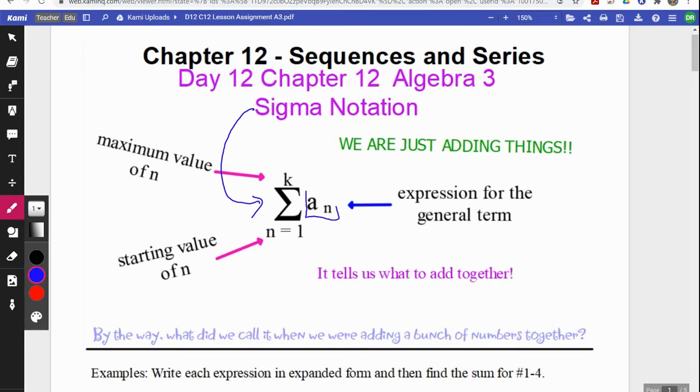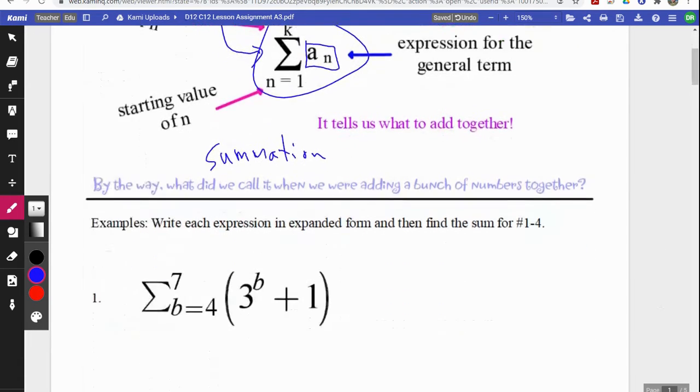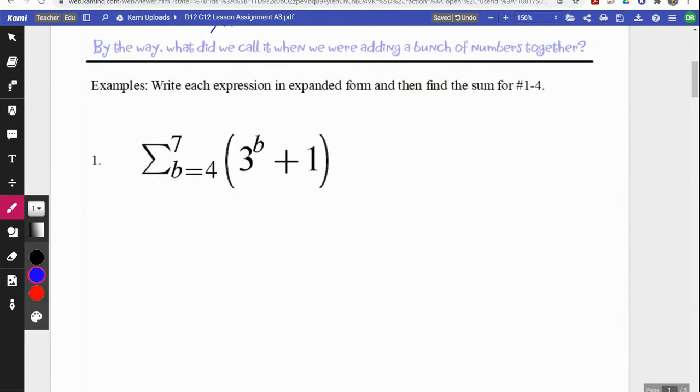And then a sub n right here, that's just the expression of some general term. So there'll be some formula there, some explicit formula. But overall, this whole thing just tells us that we're adding up a whole bunch of things. And when you add up a whole bunch of things, it's called a sum. And that's why this is called a summation. All right, so here's a typical problem.